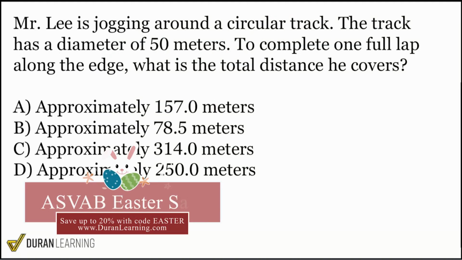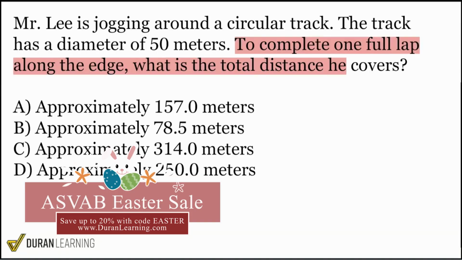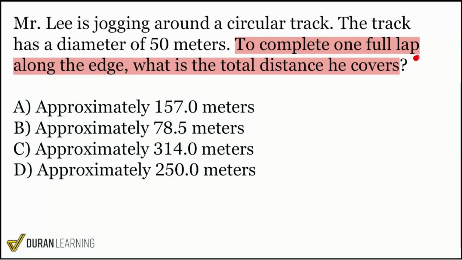I want you to read the question here, right there, and I want you to tell me in the chat box, what is it that we are trying to solve for? In a few more moments here, really give it some good thought. So to complete a full lap along the edge, what is the total distance he covers? So everybody, think about it. If we're trying to do a full lap along the edge or around the border, what are we trying to calculate here, especially if we're talking about a circular track?